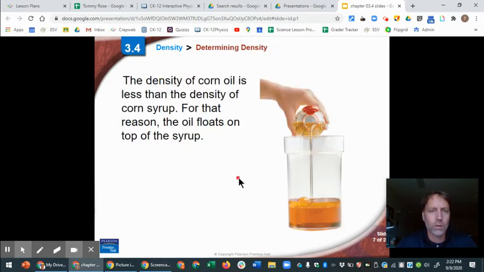Okay, so here are some, the density of corn oil is less than the density of corn syrup.